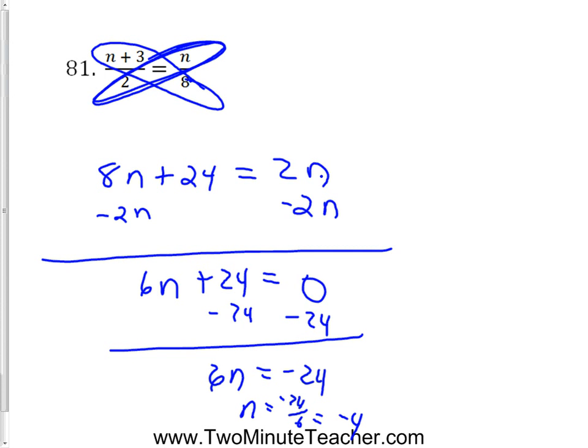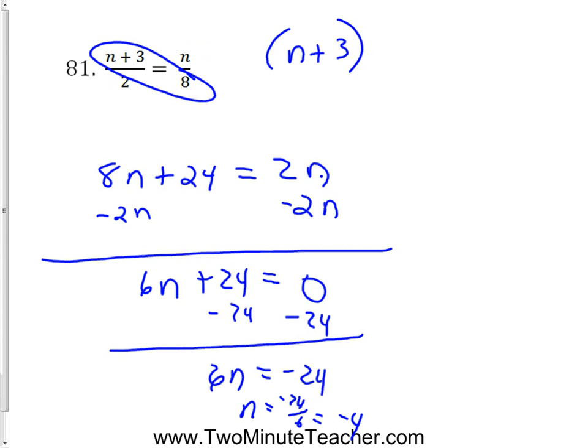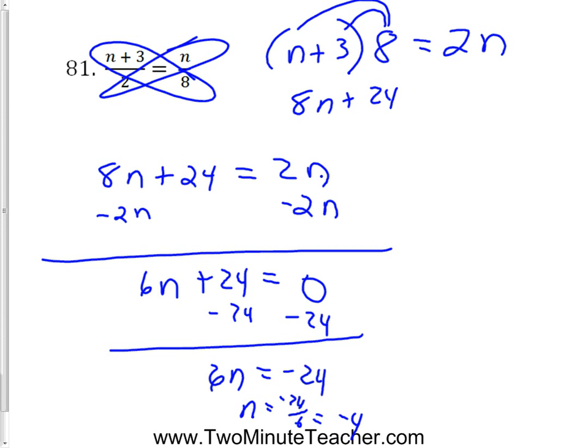All right, so the moral of the story here was really this part where we multiply the 8 times the n plus 3, that you have to really think of this as n plus 3 in parentheses times 8 equals these two, n times 2. And this would then distribute out, and you'd have 8n plus 24 equals 2n. Okay, so don't forget to take this and multiply it by both parts of this.